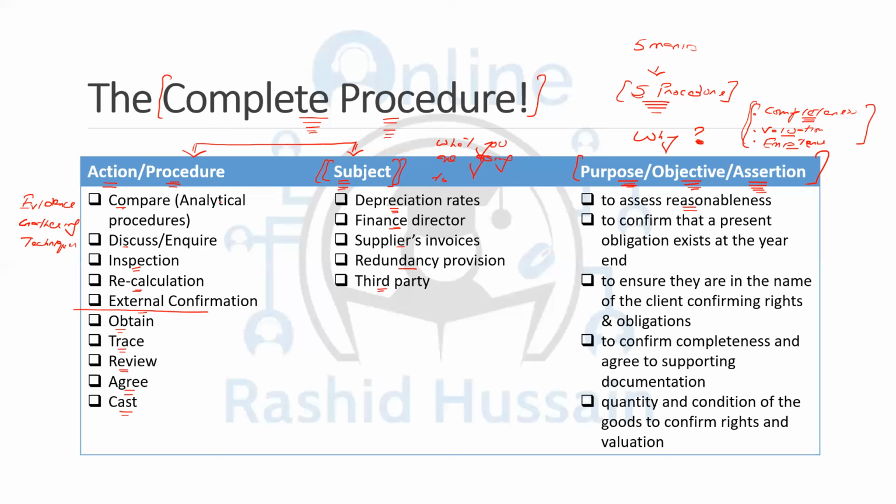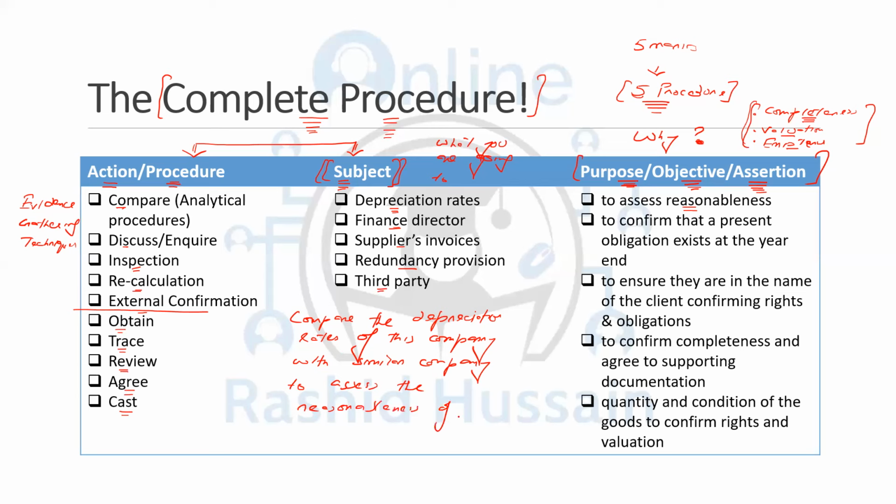So compare, now the complete procedure would be, let me just write this for you. Compare the depreciation rates of this company with similar company. When I say similar company, that means in the same industry. Similar company, or you can also write competitor company. You compare the depreciation rates of this company with similar company. Why? To assess the reasonableness of the rates used.